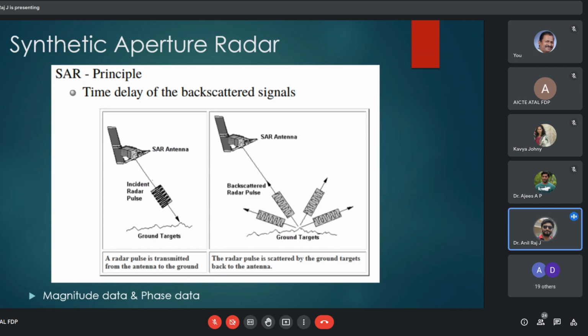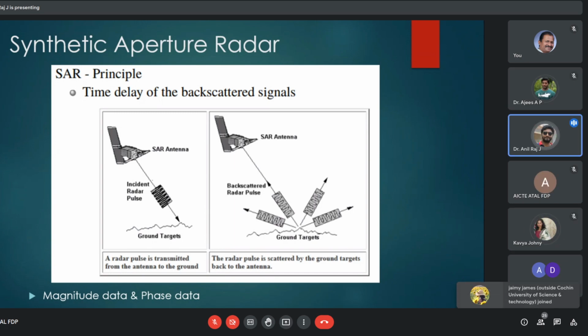The next one is the phase data. What is the phase data? The transmitted signal has a phase, and that phase is already known. After colliding with the target, the phase of the signal can be altered or changed. This changed phase signal is captured by the receiver, and the phase difference is calculated. So this phase difference, which we can interpret from the receiving signal, is the phase data.